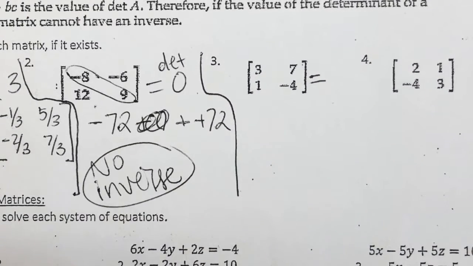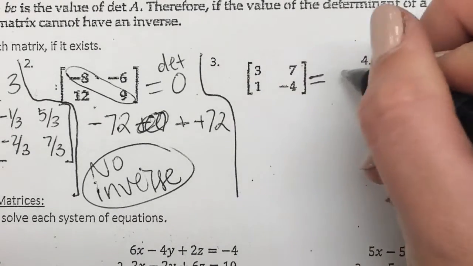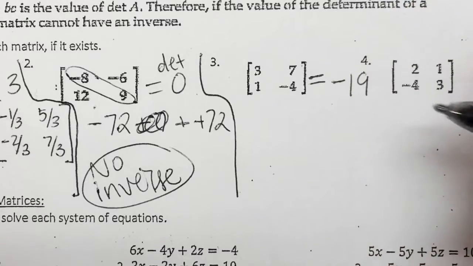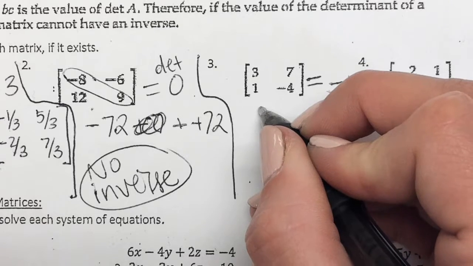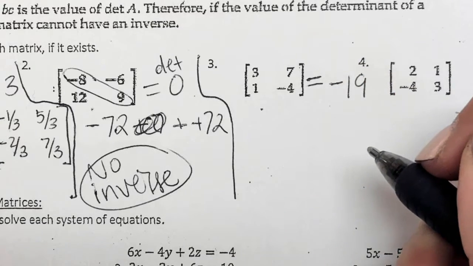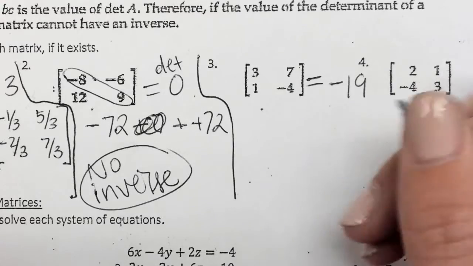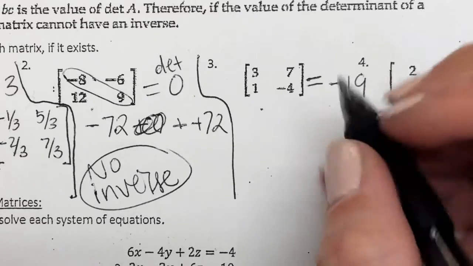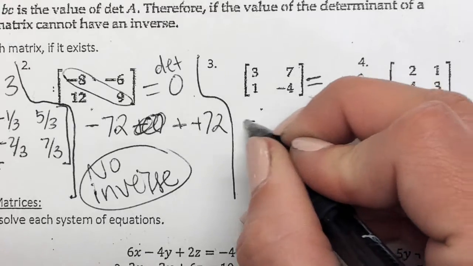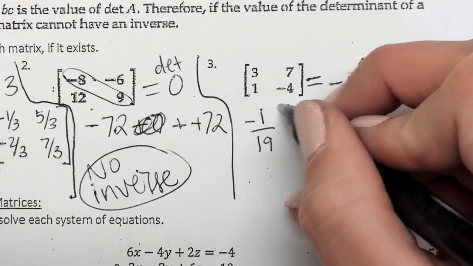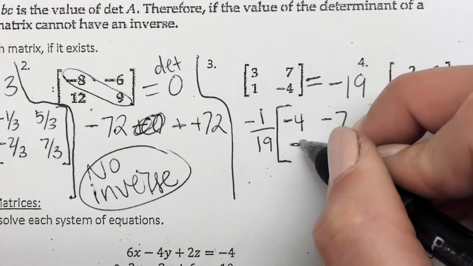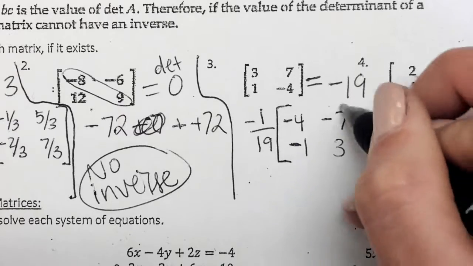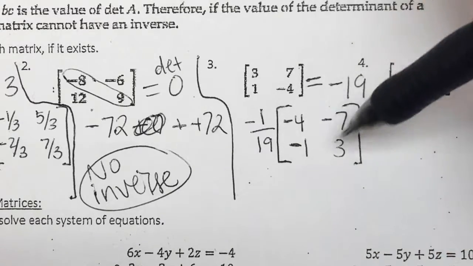Alright, Darius, what'd you get? Just the determinant. -19. Good. Does everybody get that? So tell me how to set it up, somebody. Did somebody die? Y'all are being so quiet. Y'all gotta talk to me. Go ahead, Abigail. 1 over -19. Okay. And then -4, -7, -1, 3. Good. Everybody see where she got that? You just swap these two, change these signs.